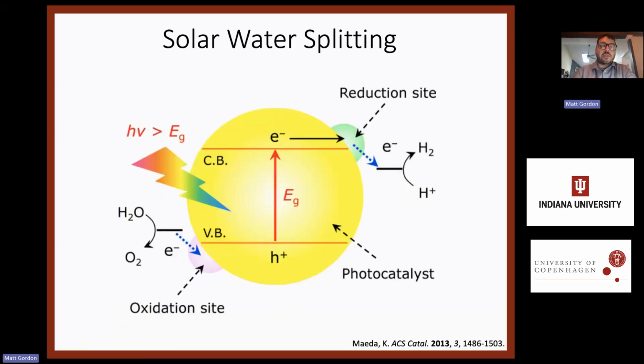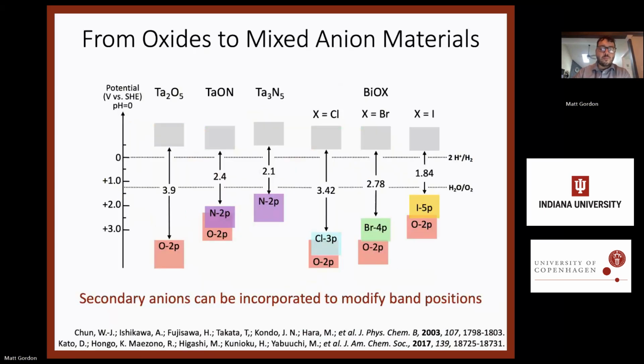So the motivation for our work is driven by solar water splitting, where you use light with energy greater than the band gap of a semiconductor that photoexcites charge carriers that can then be used to split water into hydrogen and oxygen. Typical materials for solar water splitting have been oxide-based materials. The first tested was titanium dioxide. But titanium dioxide and other oxide materials suffer from very large band gaps.